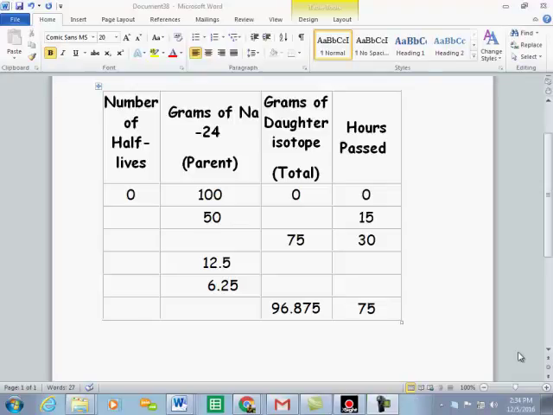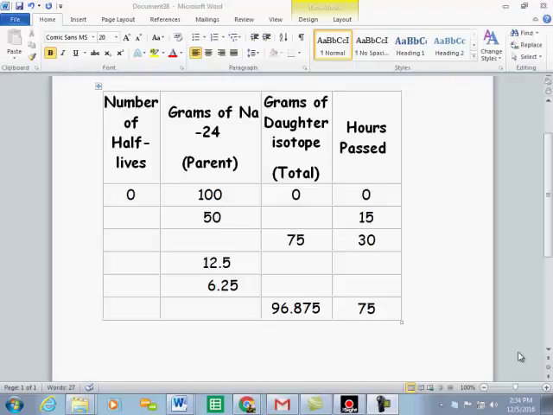Hi students, I wanted to help you a little bit with your half-life activity. So once you get done with your penny portion and you make your graph for your pennies, now we're going to actually apply that knowledge about the pennies to an actual radioactive real isotope. The one that you're going to do next is called sodium-24.